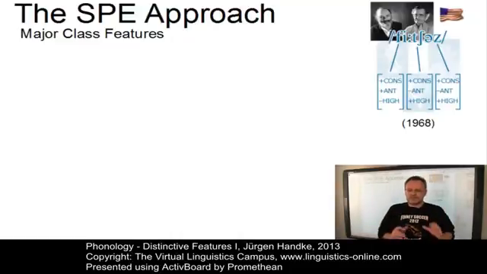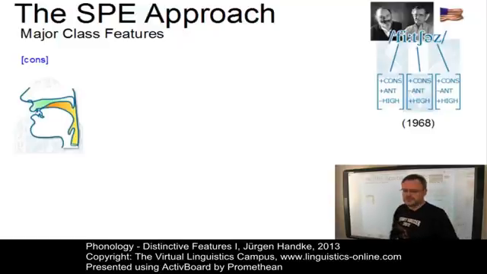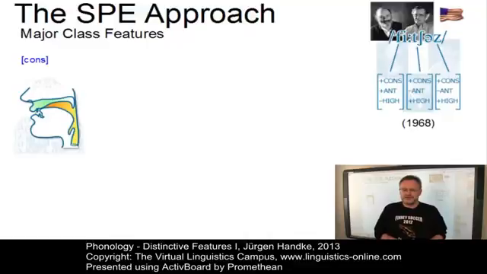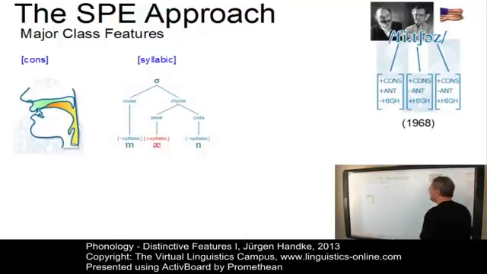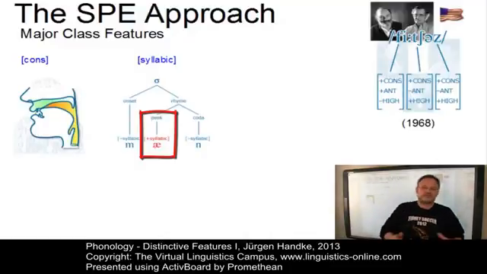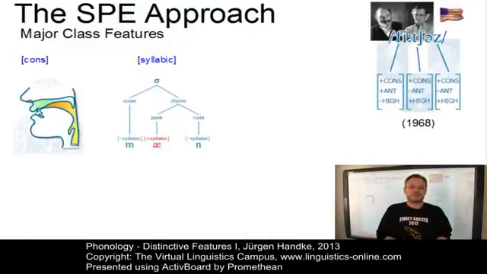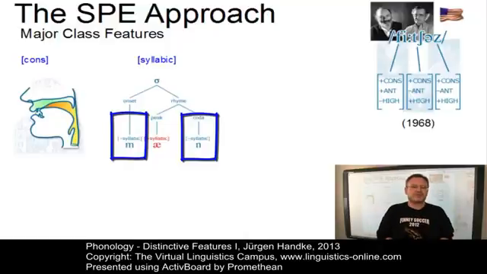Like Jacobson, Chomsky and Halle used the feature consonantal, here abbreviated as cons, to distinguish consonants from vowels. They defined all those sounds as plus consonantal that are produced with some sort of constriction in the vocal tract, at least equal to that found in fricative consonants. Sounds that have the feature syllabic are those which constitute peaks of syllables. Non-syllabic sounds are those which are in the margin of syllables.